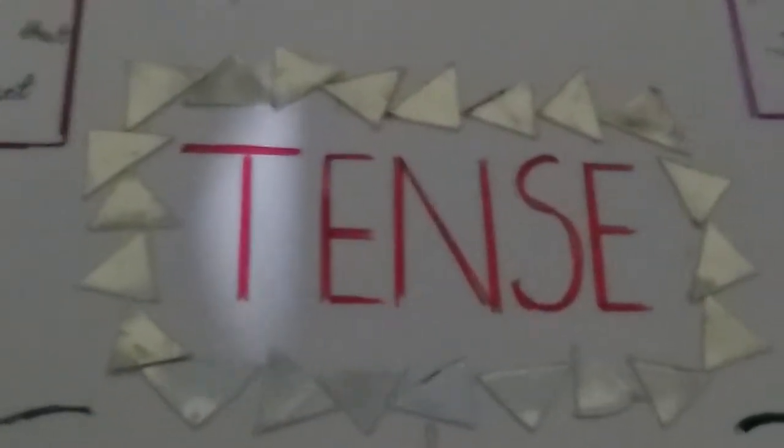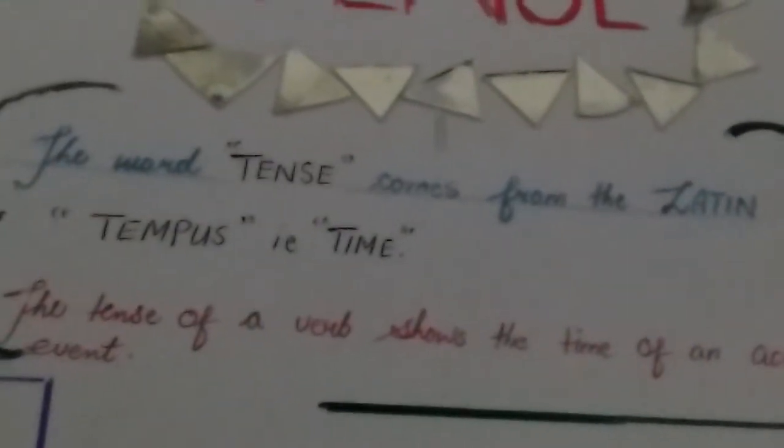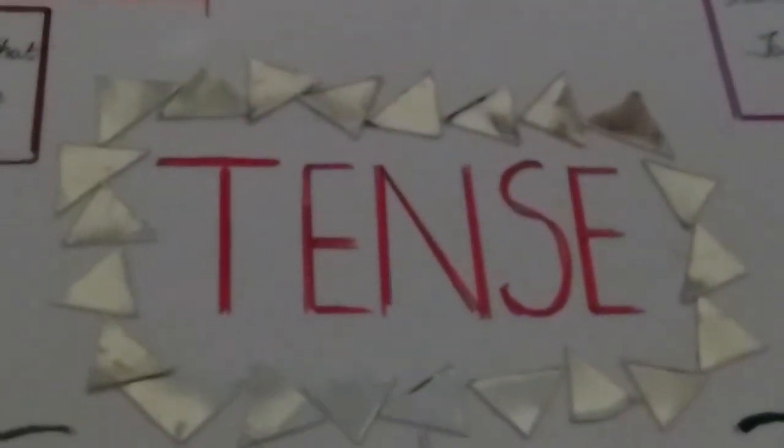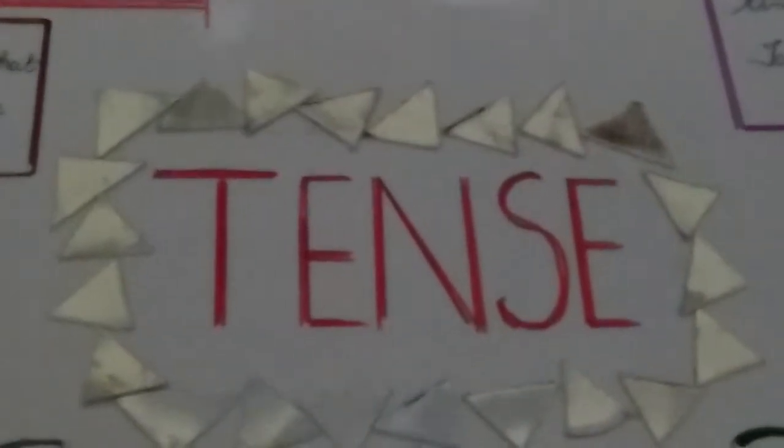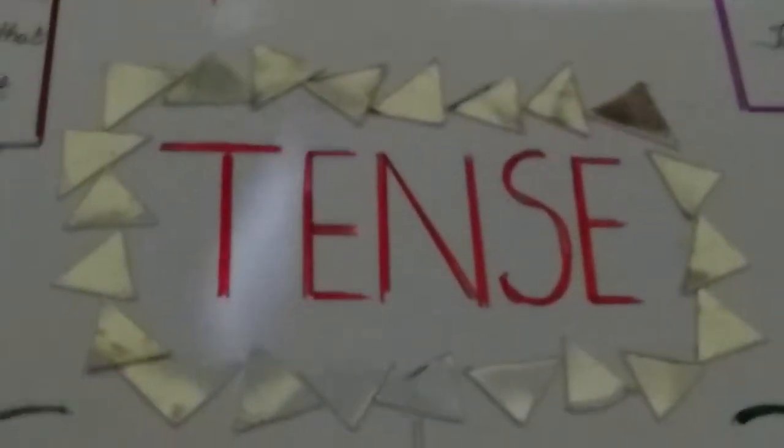And in this way, tense deals with the verb which shows the time of an action or event. How come it is divided into three parts? Past tense, present tense, and future tense.